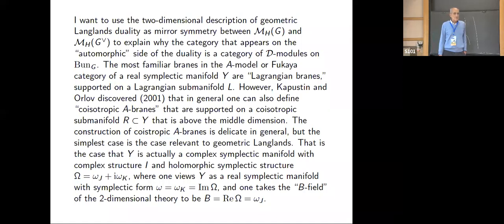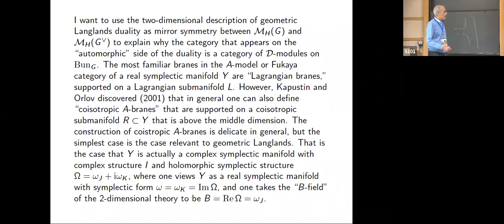They discovered them because they needed them to make mirror symmetry work. They observed that in general, the traditional statement of mirror symmetry is not true if you try to use only Lagrangian branes, and they fixed it by including coisotropic branes. The construction of coisotropic branes is delicate in general and not very well understood, in fact. But the simplest case is the case that we need for geometric Langlands.